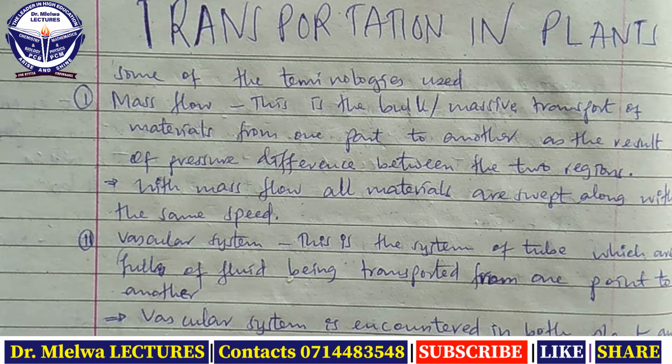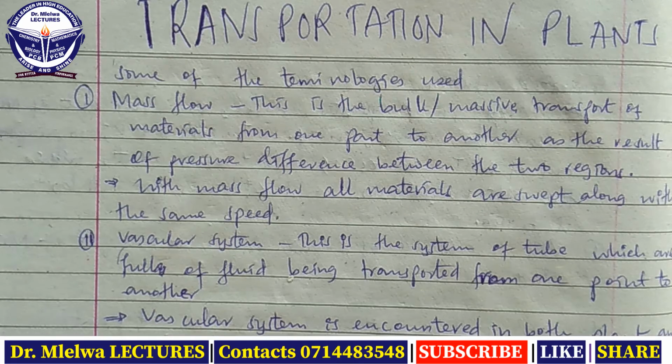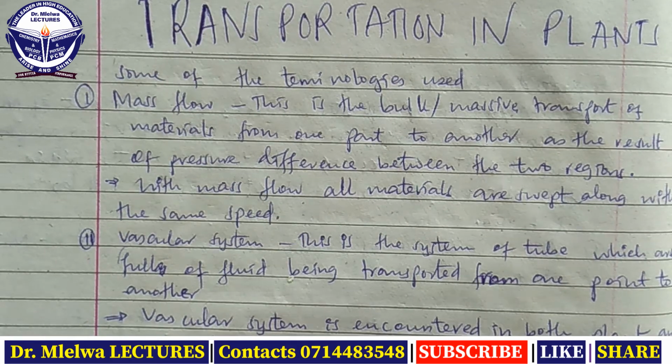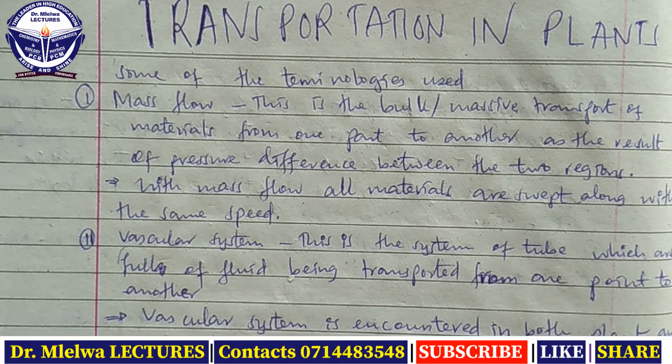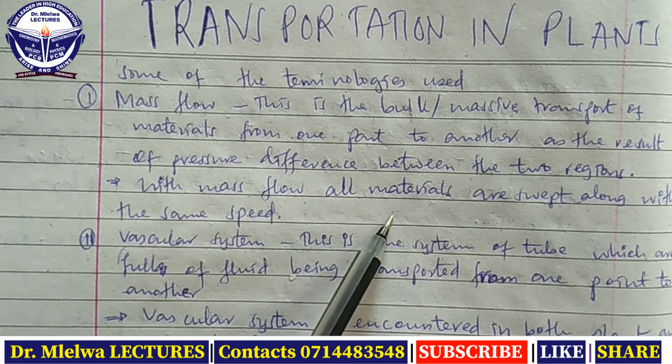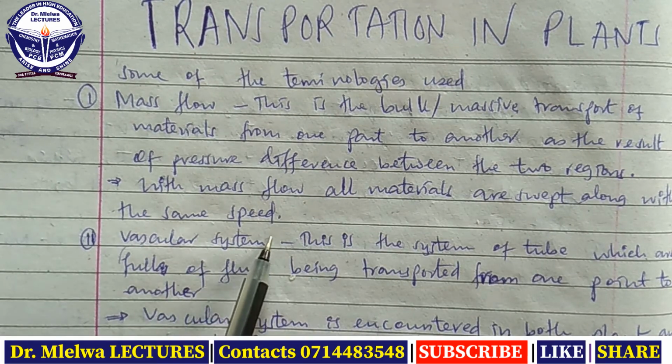So the movement which is used to transport mineral salts and the water from the roots to the leaves is the mass flow. And again, the movement which is used to transport manufactured food from leaves to other parts of the plant to be used is also mass flow. So with mass flow, all materials are swept along at the same speed.